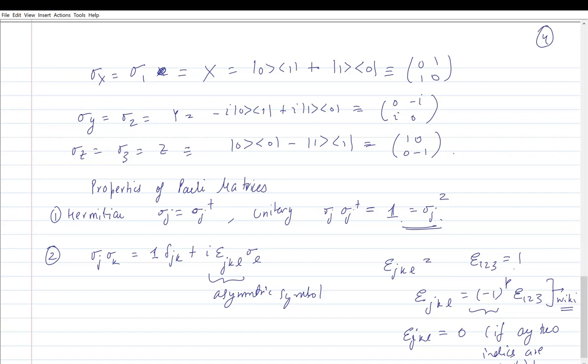So P is also called the parity of the permutation. It is the number of pairwise interchanges of indices necessary to unscramble into the original order of 1 to 3.